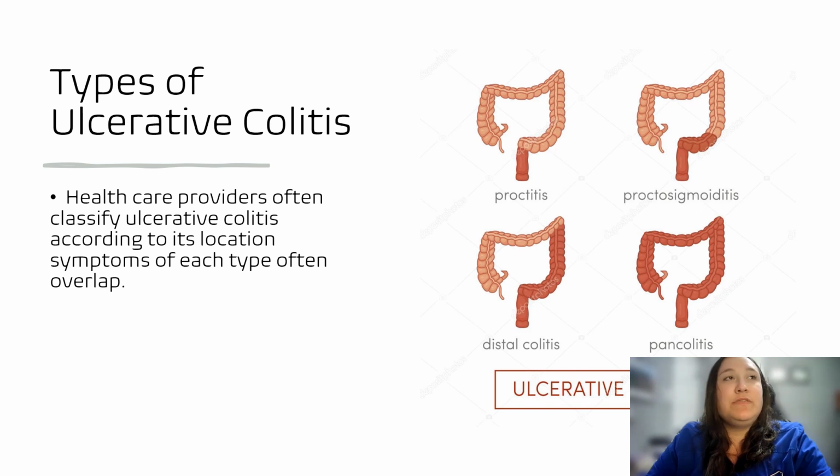Types of ulcerative colitis. There are 4 types. There is proctitis, proctosigmoiditis, distal colitis, and pancolitis. Healthcare providers often classify ulcerative colitis according to its location and symptoms, and a lot of these different kinds often overlap.